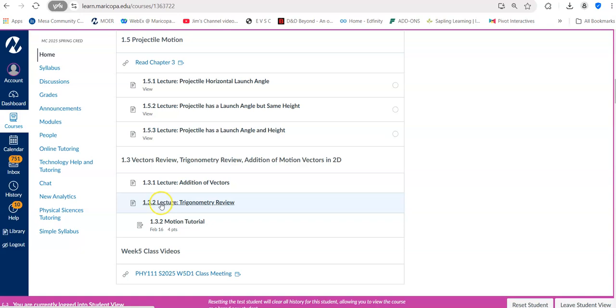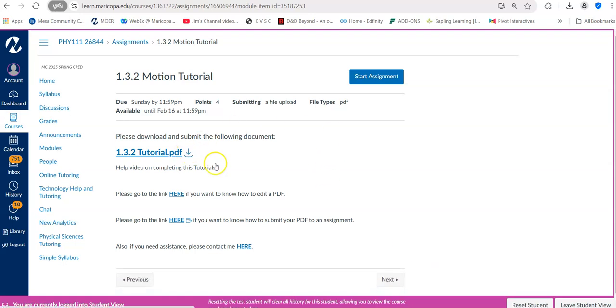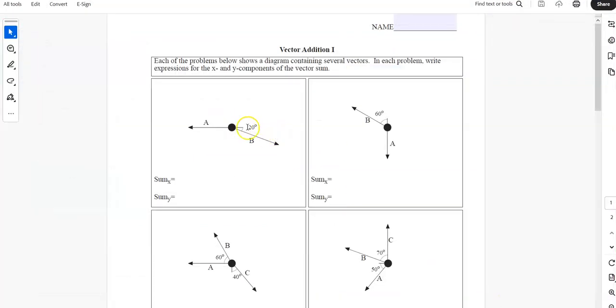So again, what you do is you click on the tutorial. Click on the download button, and when you download it, that'll bring this up. Make sure you save it after you complete this assignment. So let's talk about how to do this assignment. You've already done that.